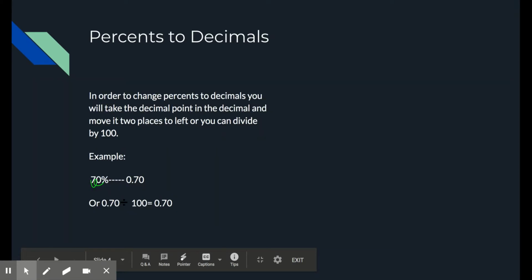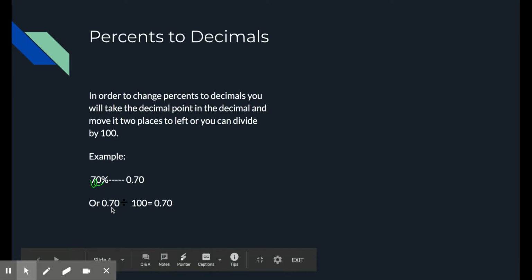And from percents to decimals, in order to change a percent to a decimal, you need to take the decimal point and move it 2 places to the left, or you can divide it by 100. So you're just doing the opposite of what you would do to change a decimal to a percent. So I have 70%. We know if we don't see our decimal point, we can automatically assume that it's right here at the back, right? I'm going to take that, move it 2 places to the left. 1, 2. My new decimal point is here. And now I have 0.70.